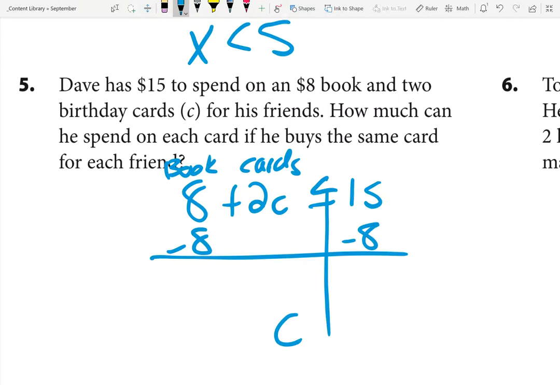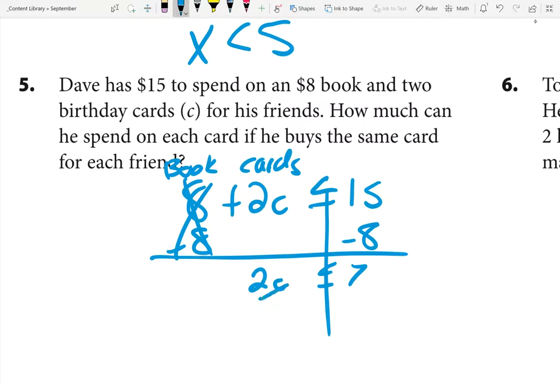Now, what this is doing in the context of the problem, we have 2C less than or equal to 7, right? Dave has $15 to spend. 8 of that 15 is going to go for the book, right? So if he spends $8 of that $15 for the book, that leaves him $7 left over for the cards, which is what we've done here. By taking out the 8 on both sides, we're removing that cost. It's telling us that we have $7 left to spend for the 2 cards. The 2 cards has to be less than or equal to the $7.